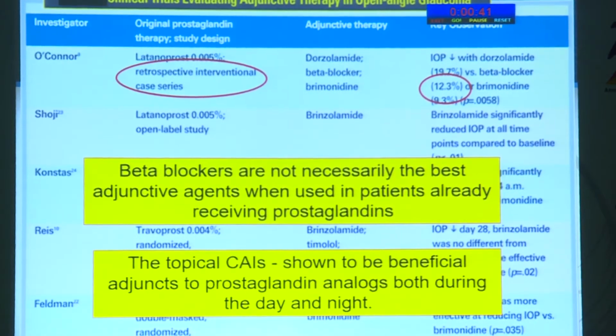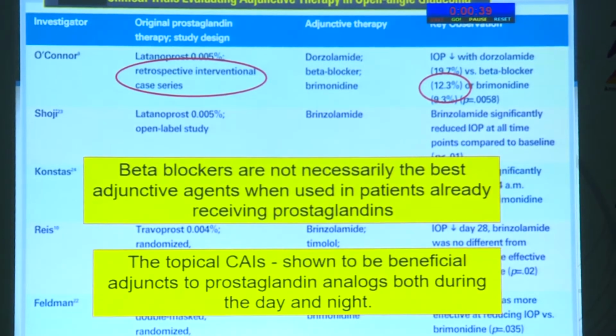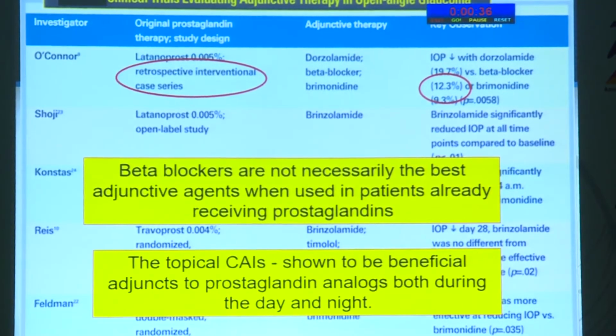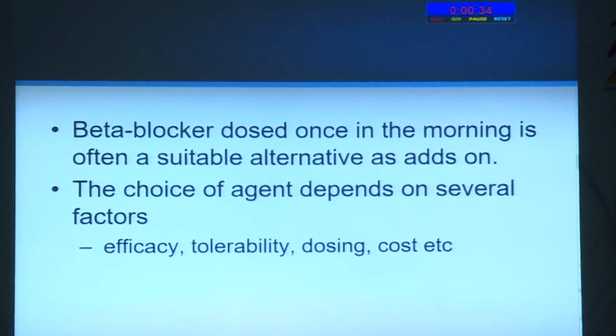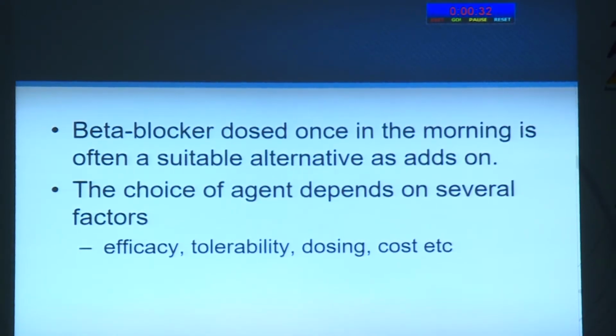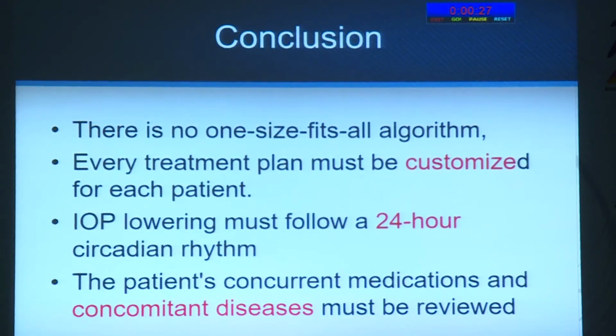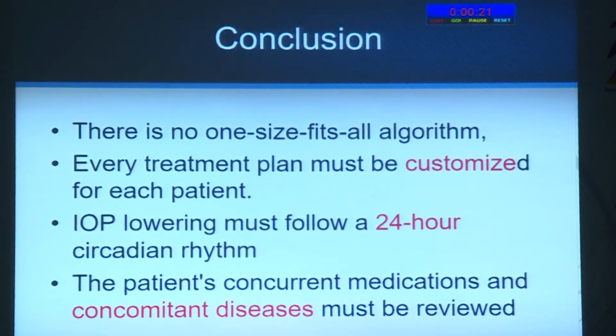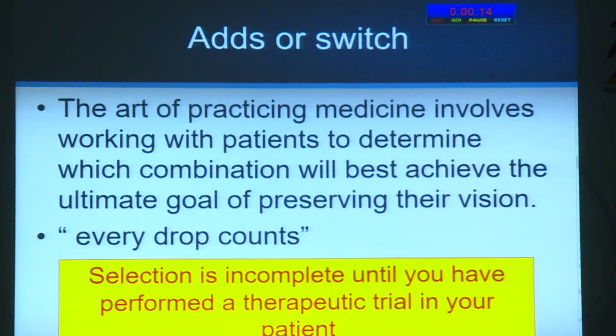The topical carbonic anhydrase inhibitor, various trials have shown, has a beneficial adjunctive effect to the PG analog. So choose the agent depending on various factors, as I have said. To conclude, there is no one-size-fits-all algorithm. You have to customize the treatment according to your patient's need. Remember, IOP lowering must follow the 24-hour circadian rhythm, and also look at the comorbidity that the patient has. Selection is incomplete until you have performed a therapeutic trial in your patient.